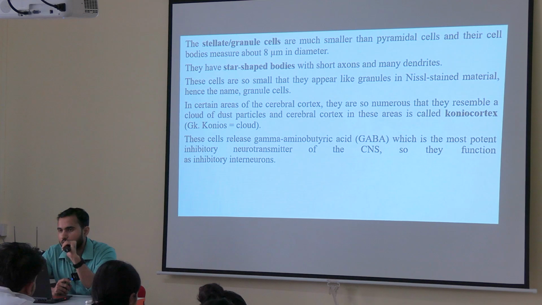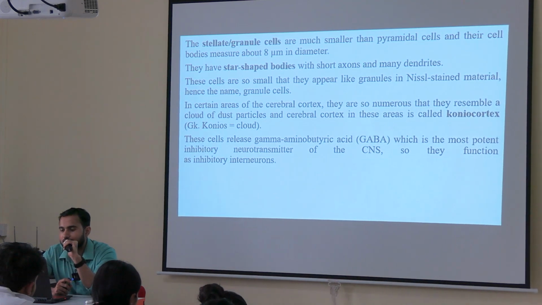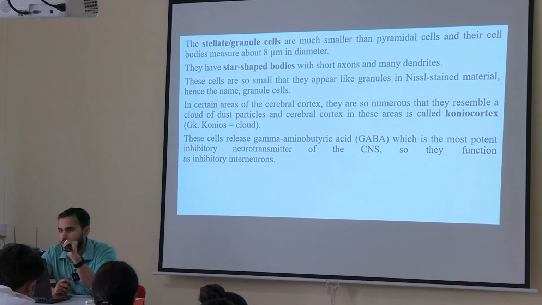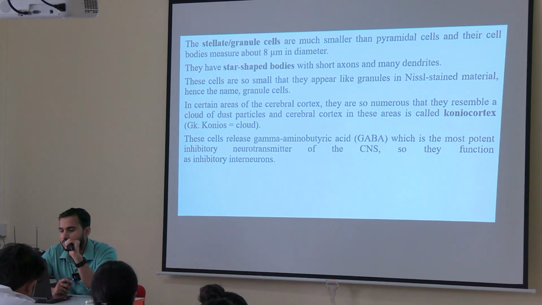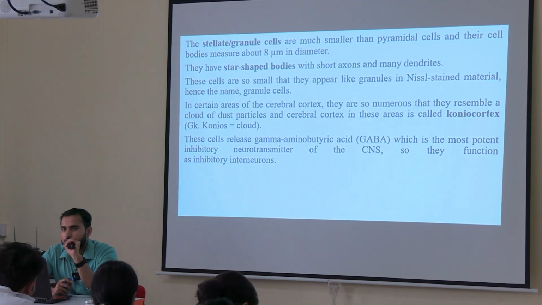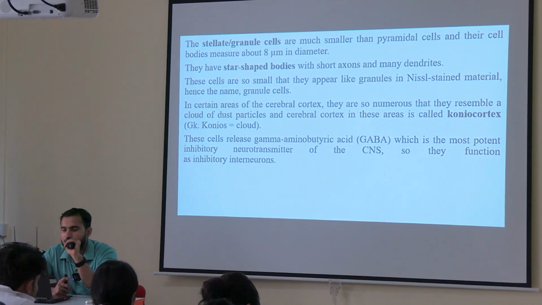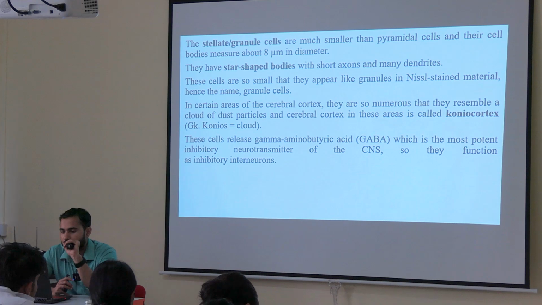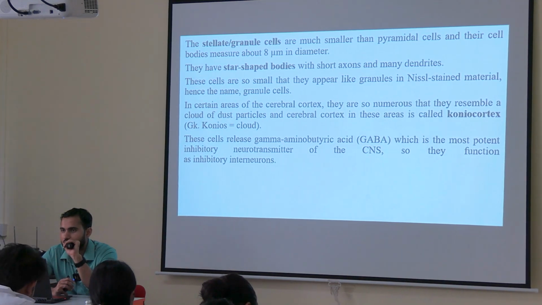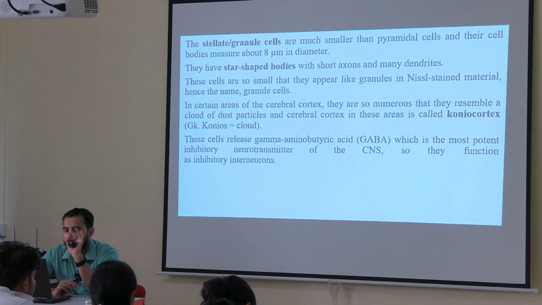Now, what is the main function? The main function is they release GABA neurotransmitter. What is GABA? Gamma aminobutyric acid. That is an inhibitory neurotransmitter in the central nervous system, and that is secreted by these stellate cells or granule cells.